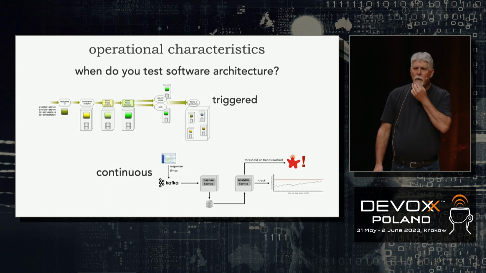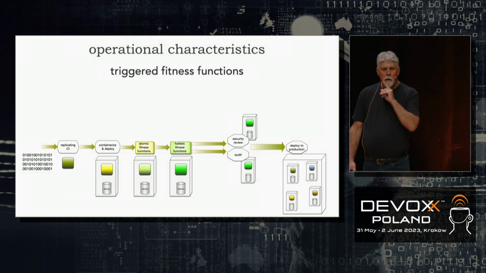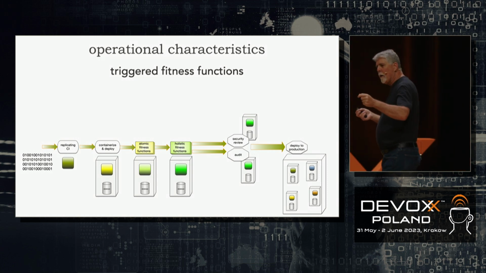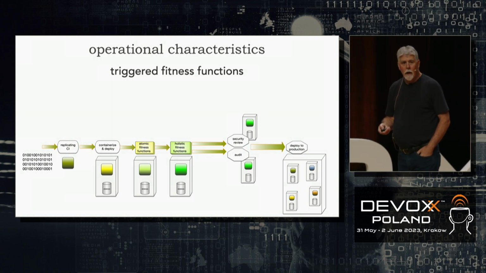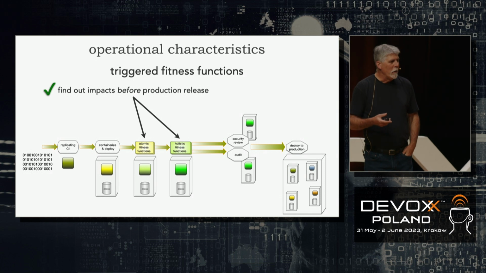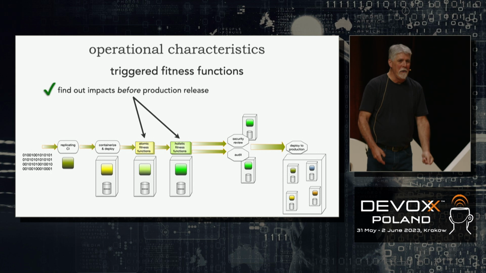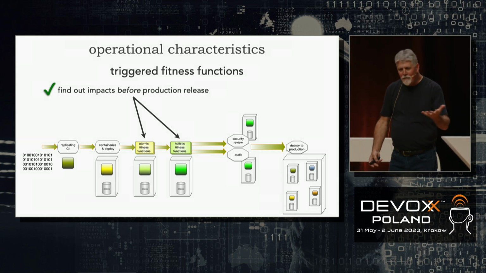Well, which one's better? When should we do the tests? Well, let's actually analyze these. Let's take a look at triggered fitness functions, those that are triggered upon a release or a build. Well, the clear advantage of these kinds of tests is that we find out that there's an issue before we release that software. And that's a really good thing. Of course, we don't want to release and go, oh dear, it's not scaling anymore. Yeah, so these make sense.